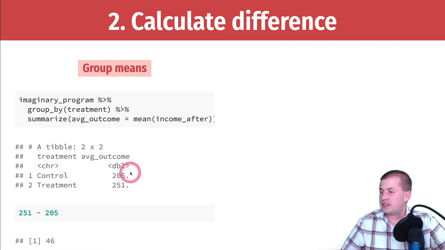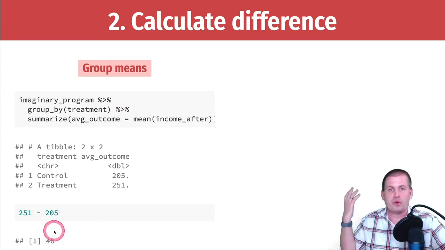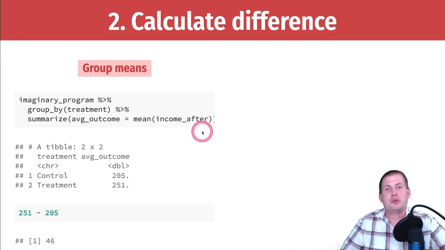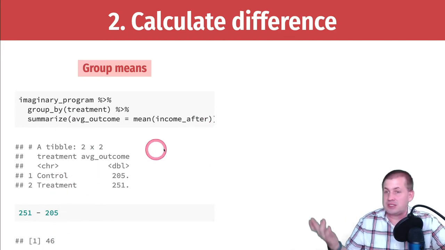So if we see that the control group, their average outcome was 205. The treatment group was 251. So if you subtract those manually, you get $46. So this program had a causal effect of $46. Your income was boosted by $46 if you were in the program. And that works. This is great.